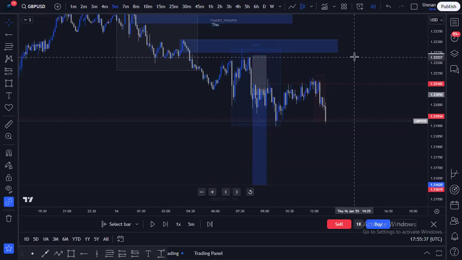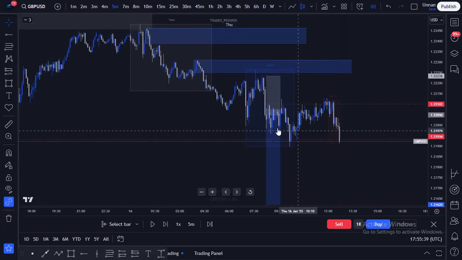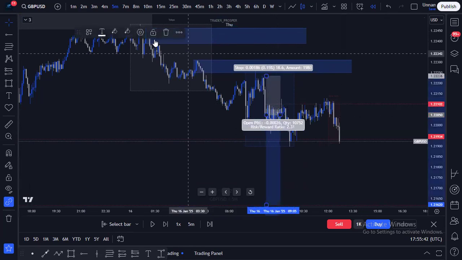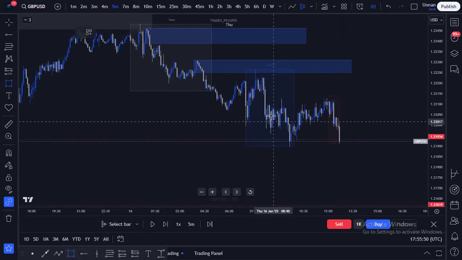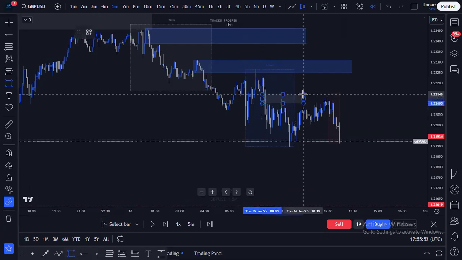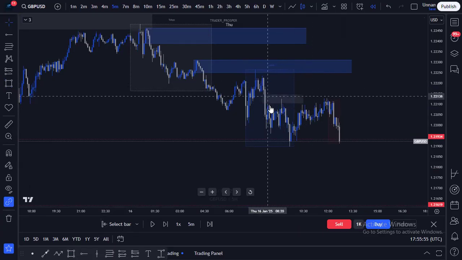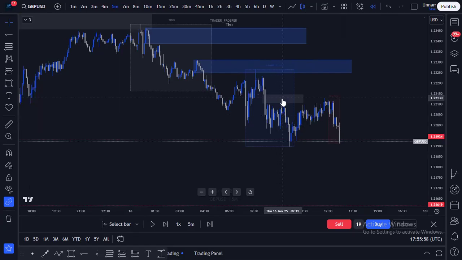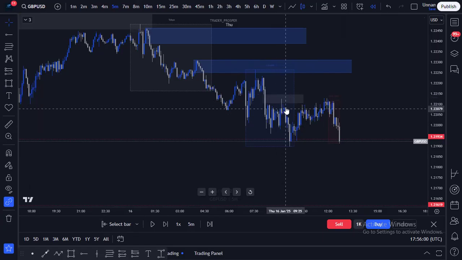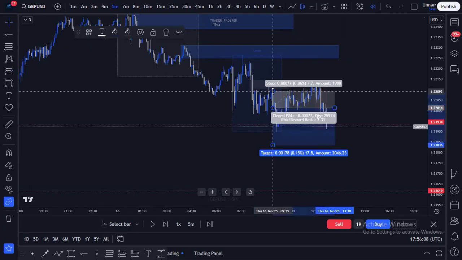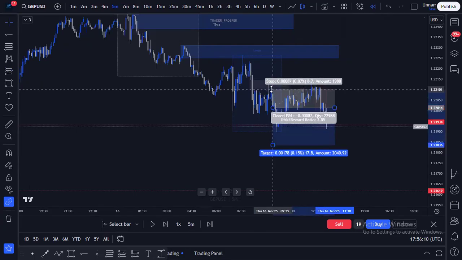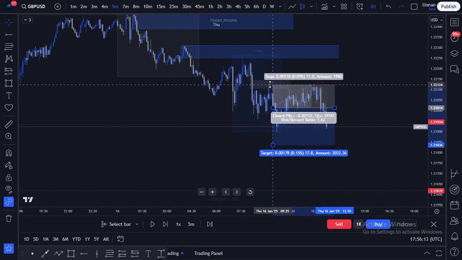Now, if you take a look, let me delete this one. You will see that there was also a fair value gap at this point here. After price made this move to the downside, it retraced back into the fair value gap, and I found a re-entry into this trade. I entered from here, and my stop loss was set to this point.